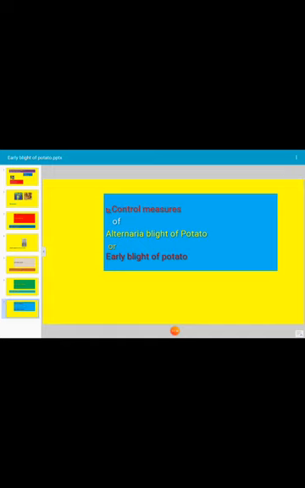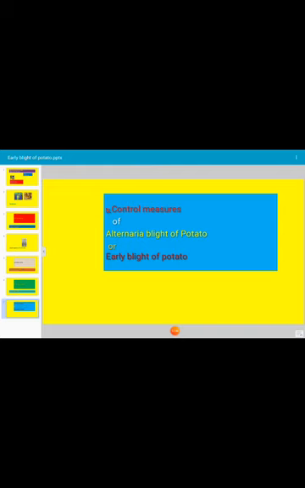Control of the disease. How to manage the disease which is caused by Alternaria solani? How to manage the Alternaria blight of potato? The disease is soil borne. The infected plant debris that remains in the soil acts as an inoculum for the next crop. Hence, it is very important to follow crop rotation, which will reduce the disease intensity.